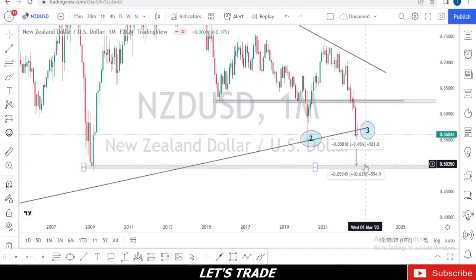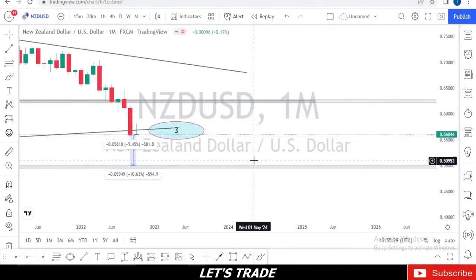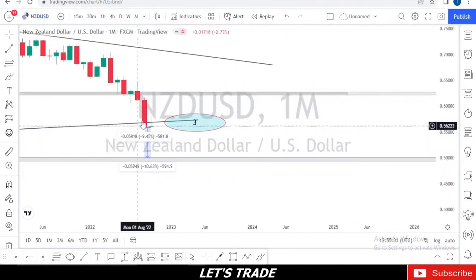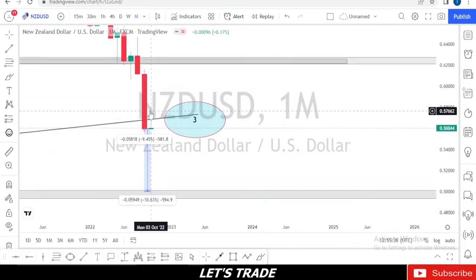Selling pressure to the downside. And if I zoom in, you can see that we broke nicely. Then we have this candlestick here that looks like a retest, but it can be obvious right here. Let's go to the daily time frame.